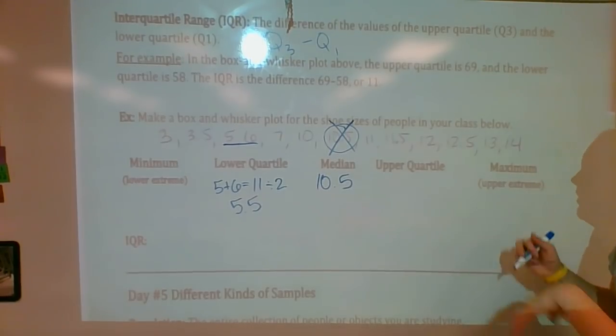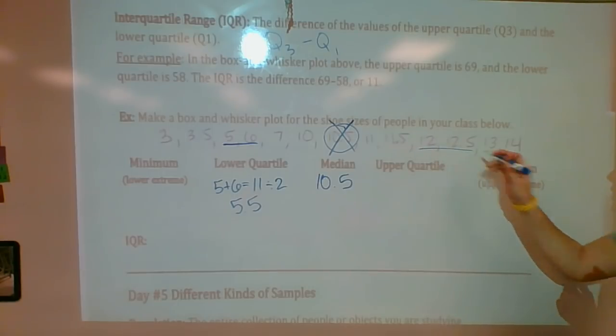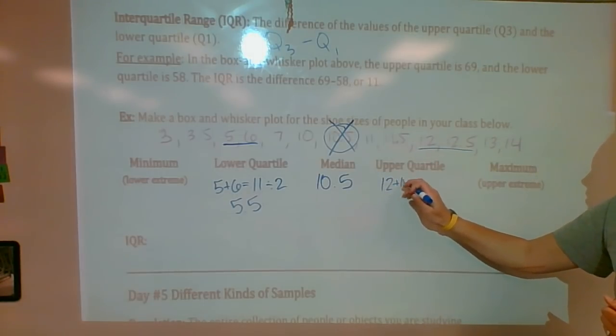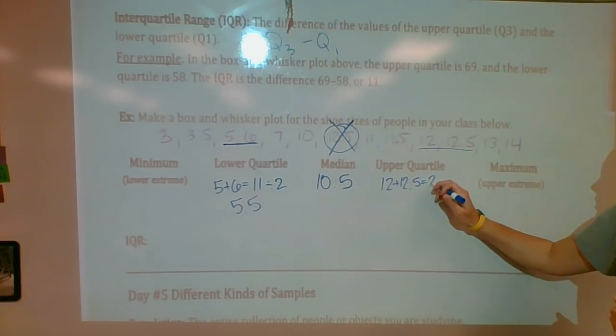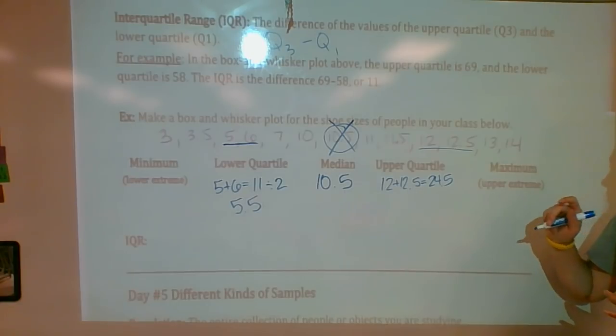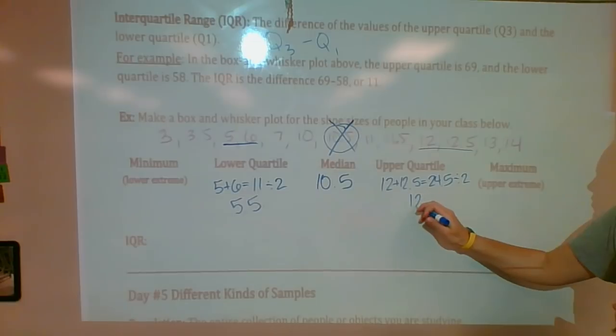Same thing for my upper quartile. 11 and 14, 13, 11.5. I'm looking between these two numbers for my upper quartile. So I need to add them. Make sure I push enter, because of order of operations, my calculator otherwise will just divide the 12.5 by 2. I need to add those two first, divide by 2. My middle should be 12.25.